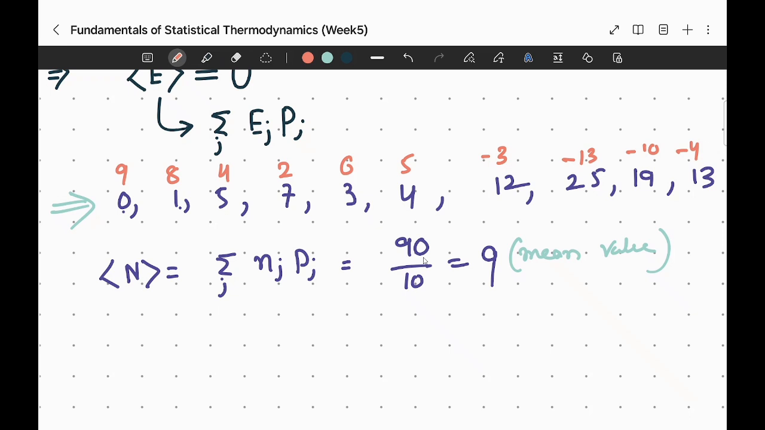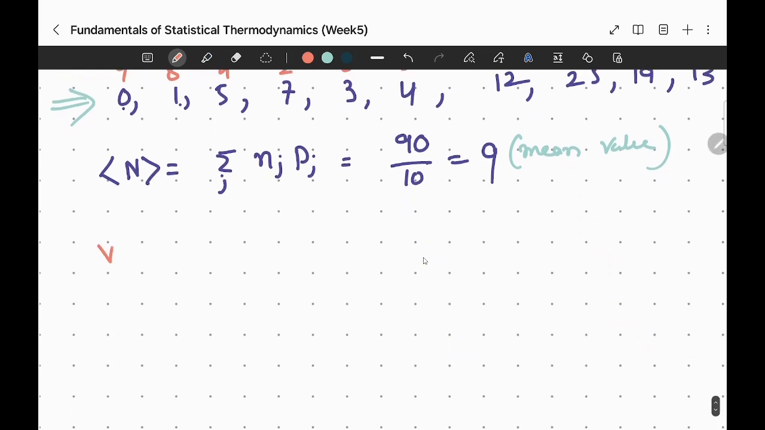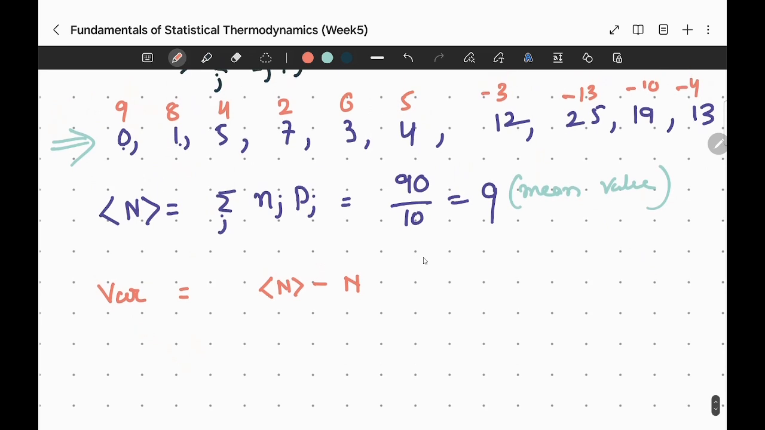Is it clear? So what is the definition of variance? Variance is actually the average value minus the original value that we have. This is the variance. Now just add it.